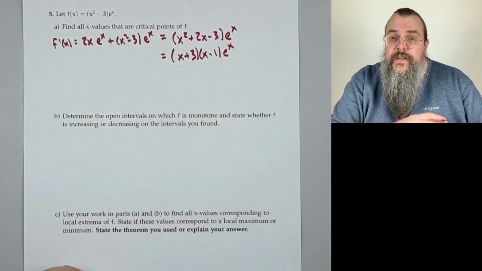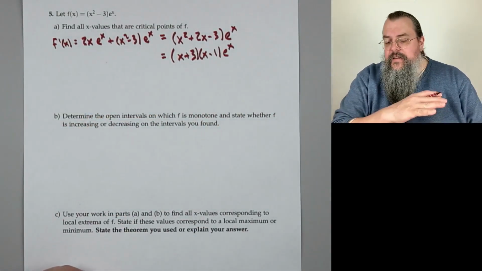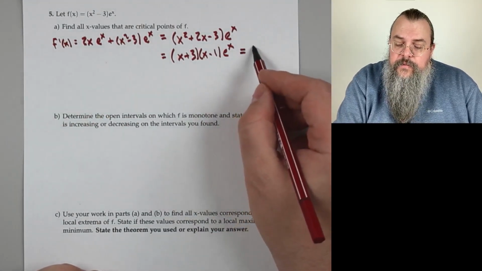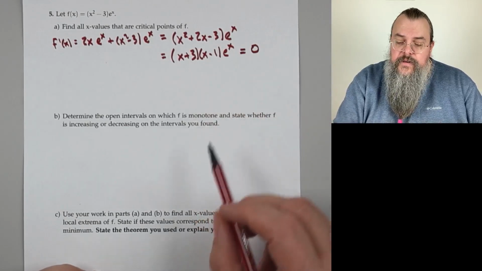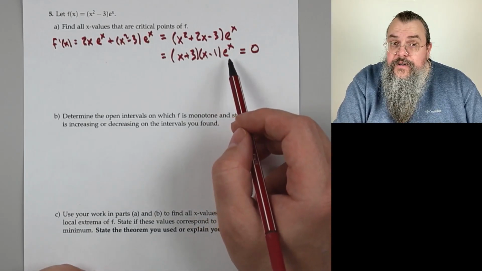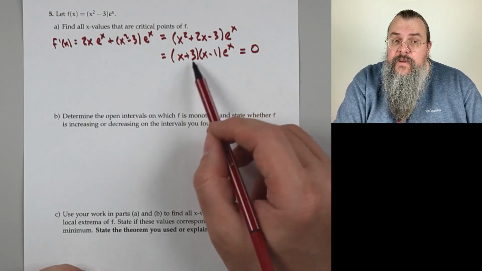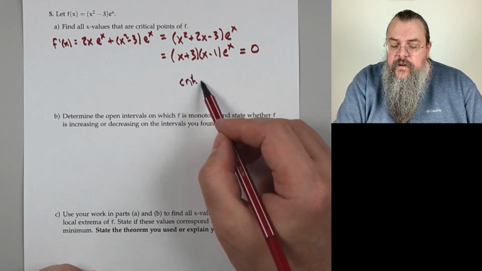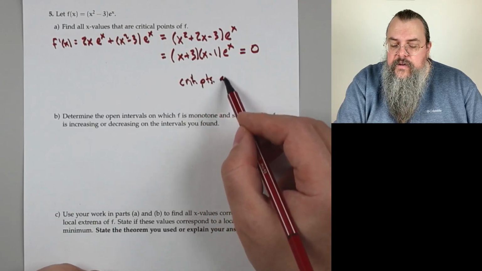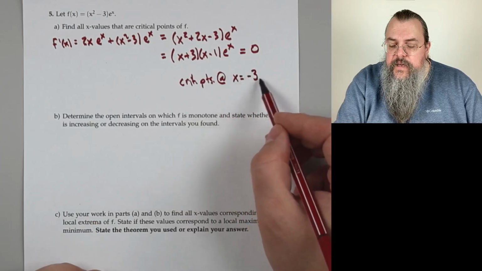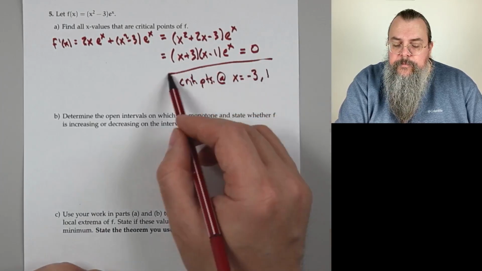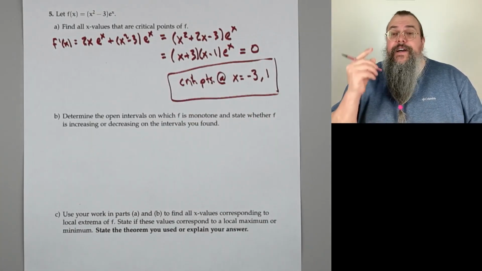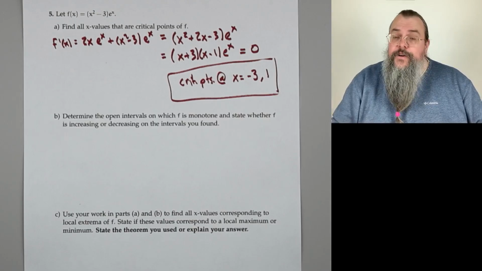All right, so again, this is very nice. Nowhere is it undefined. Everywhere is good. So the only critical points are when we have things equal to 0. e to the x can never be 0, so it's one of these two pieces which has to be 0. That leads us to saying that the critical points are at x equals negative 3 and positive 1. And that's part A, because all we needed to do was find the x values that are critical points.